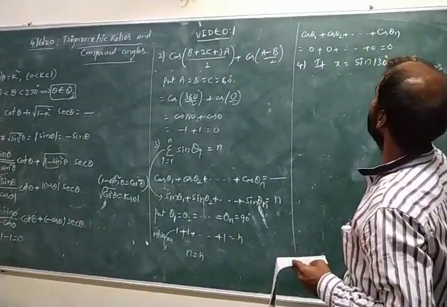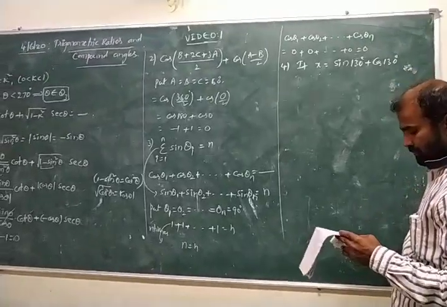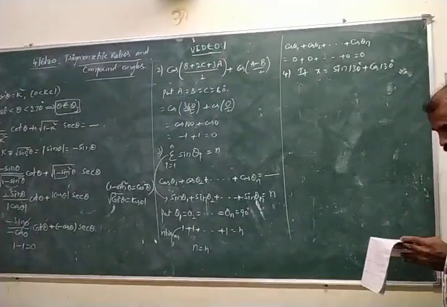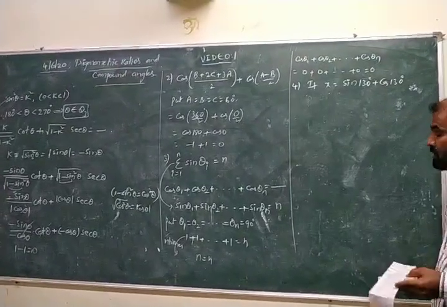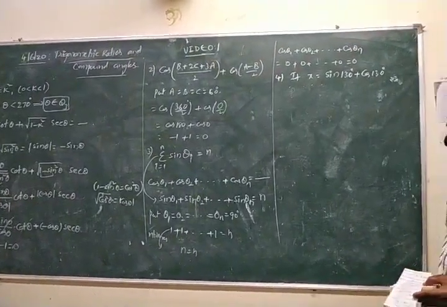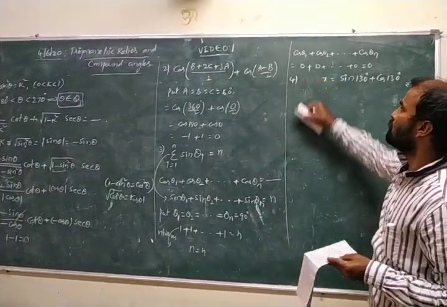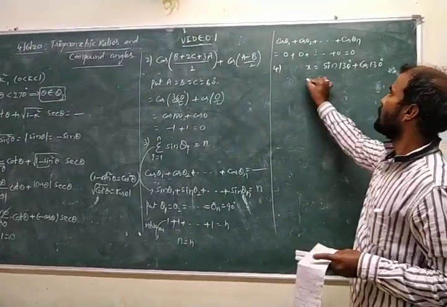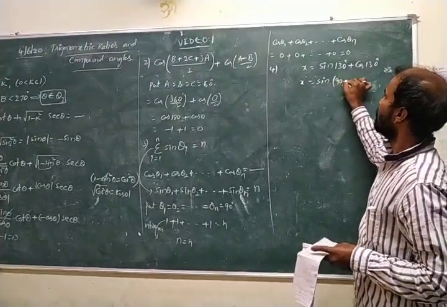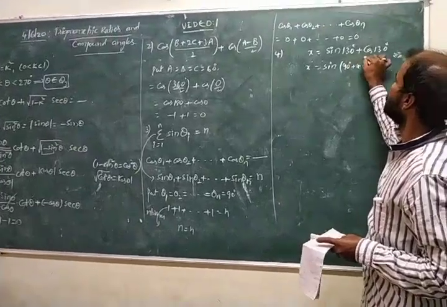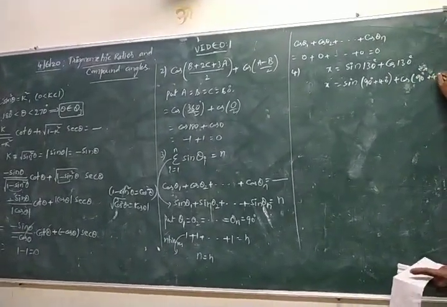Sin 130 degrees plus cos 130 degrees. Then the given options are x less than 0, x equal to 0, x greater than 0, and x greater than or equal to 0. This is the given value. From this we have to simplify like this. Now x is equal to sin 130, written as 90 plus 40, plus cos of 90 plus 40.